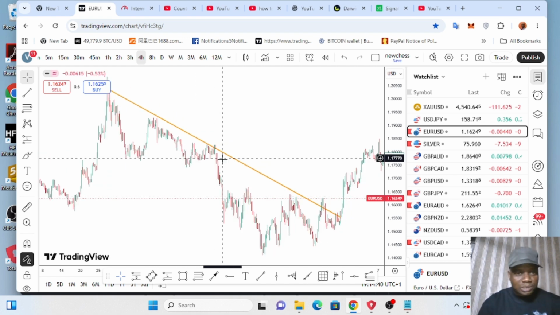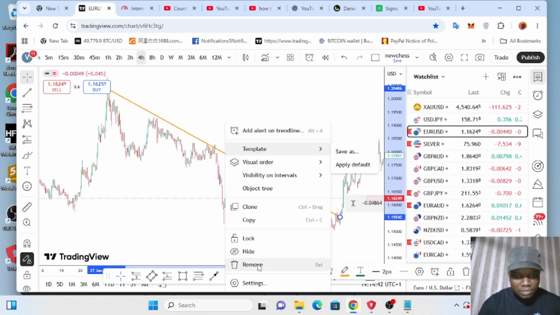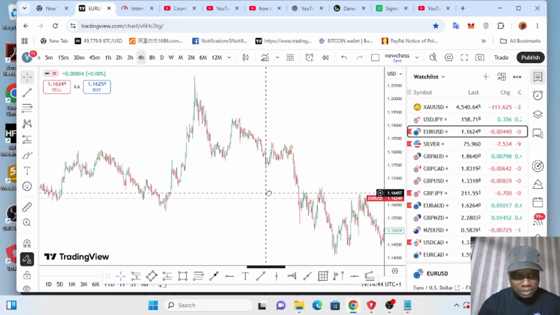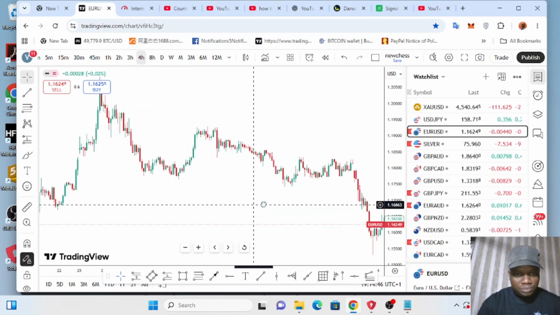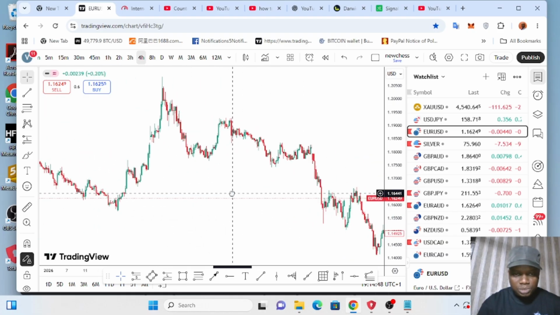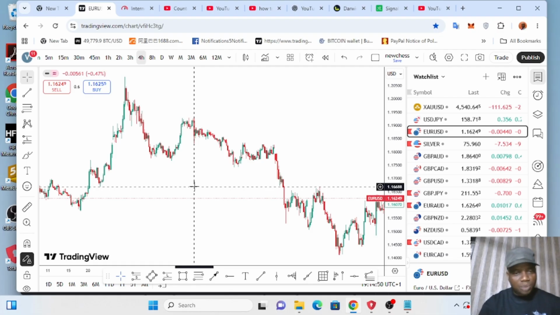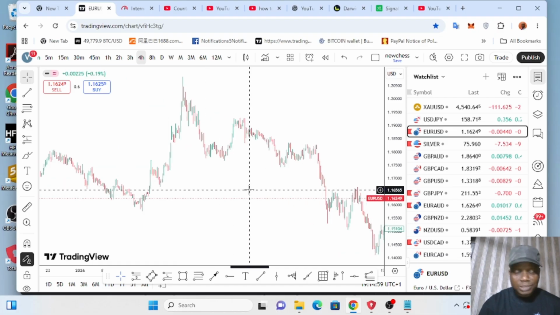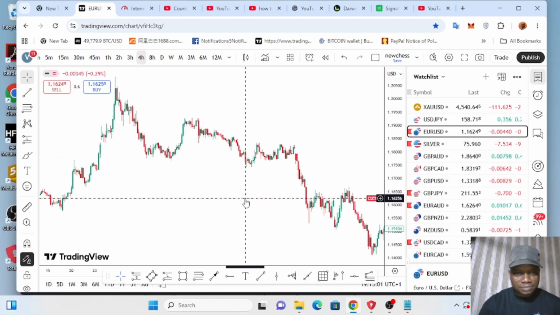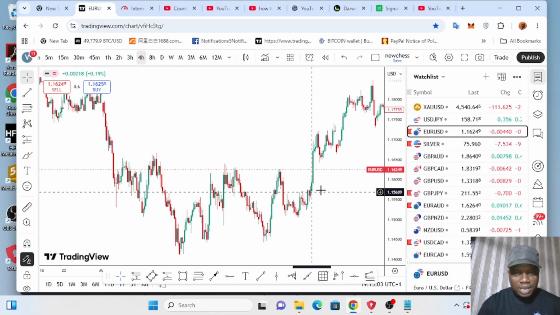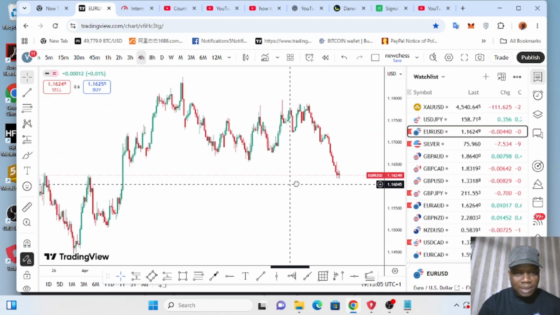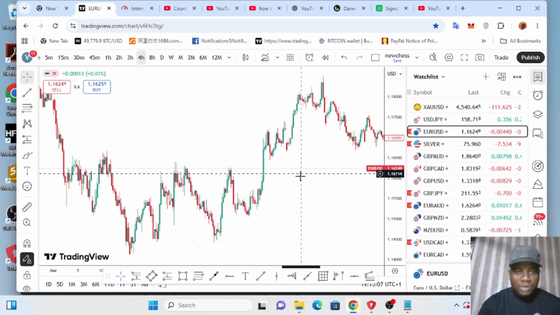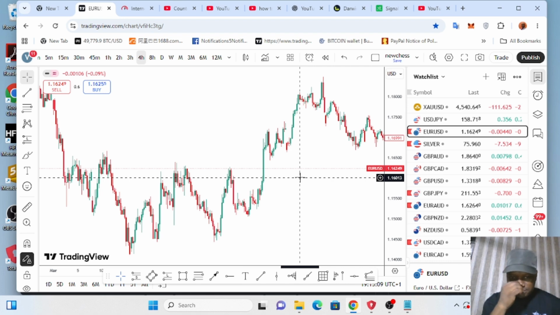If I'm actually going to draw this, I will remove this. Truth be told, you need two connecting points. And the way you actually make use of those two connecting points is very, very important. Listen to me. You need two connecting points. Looking at the current market structure, this is where the market is right now. You need basically two connecting points.